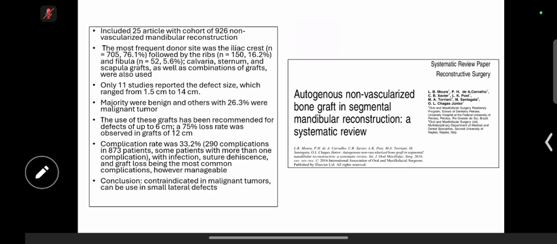And the complication rate reported was 33%, with infection, suture adhesions, and graft loss being the most common complications. However, all were manageable. So the conclusion they made was that it is contraindicated in malignant tumor and can be used in small lateral defects.